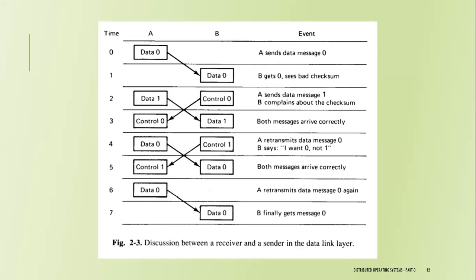Unfortunately, at the same time, A is sending data message 1. When A gets the request for retransmission, it resends 0. However, when B gets message 1 instead of the requested message 0, it sends a control message to A, complaining that it wants 0, not 1. When A sees this message, it shrugs its shoulders and sends message 0 for the third time.